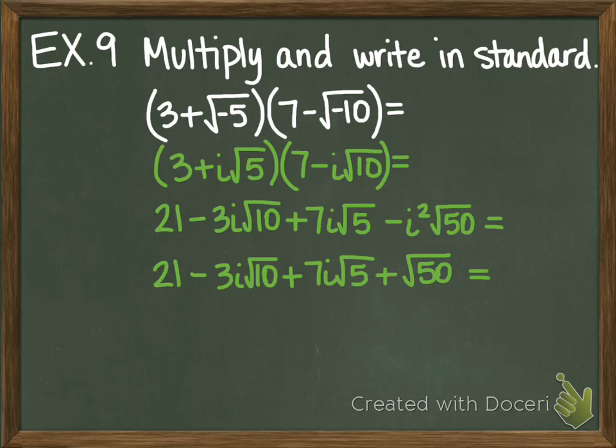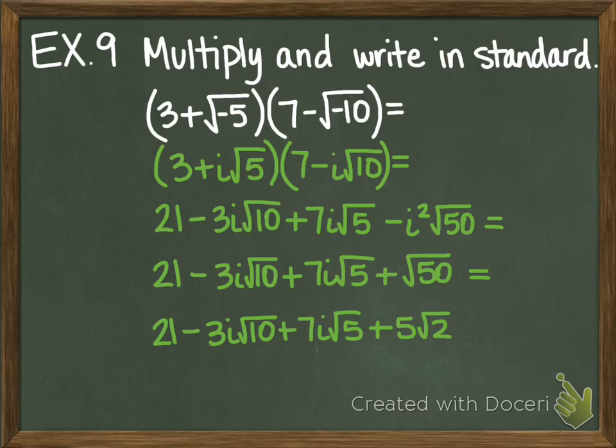So now let's simplify the square root of 50. The square root of 50 is going to turn out to be 5 square root 2. So then I look to see if there's any terms that I can add with 5 square root 2. Again, all of these have different numbers underneath the radical, so I can't put any of them together.